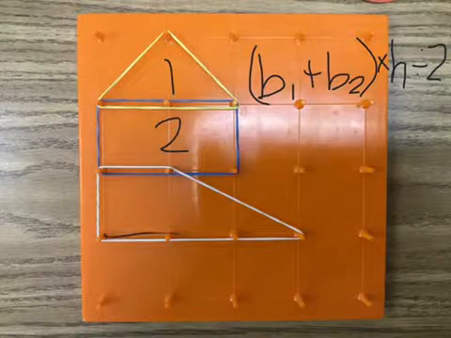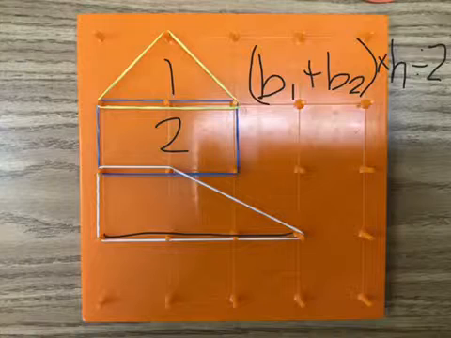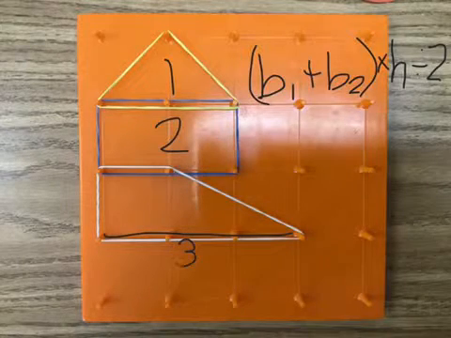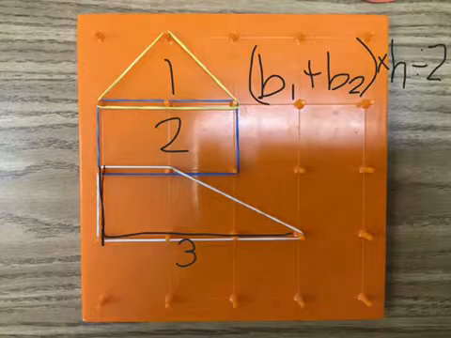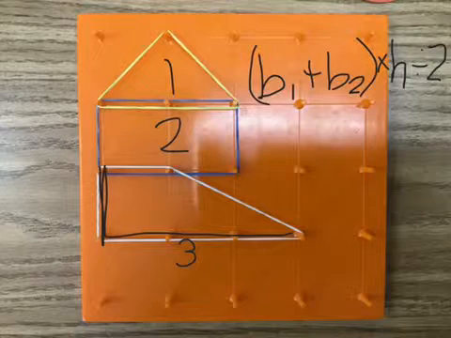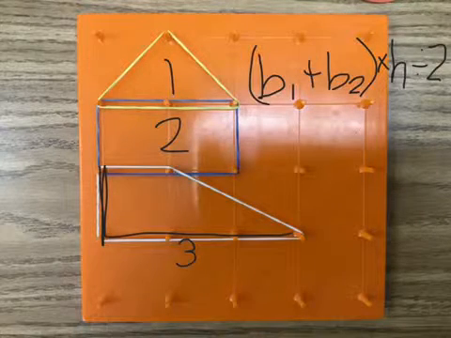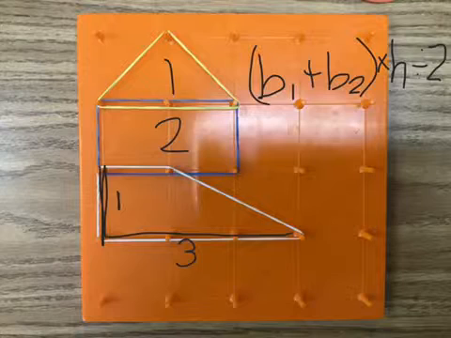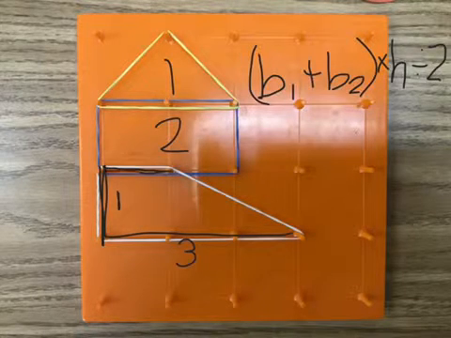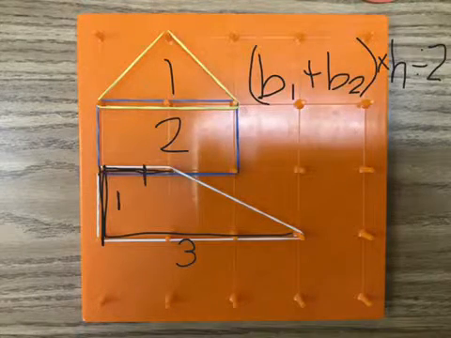So my base 1 right here is going to have a value of 1, 2, 3 units. My height has to meet the base at a 90-degree angle, and luckily it's there, done very easily for me. I know my height is going to be 1. I also know that my upper base, my top right there, also has a length of 1.